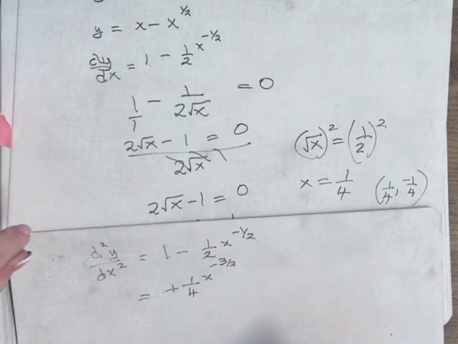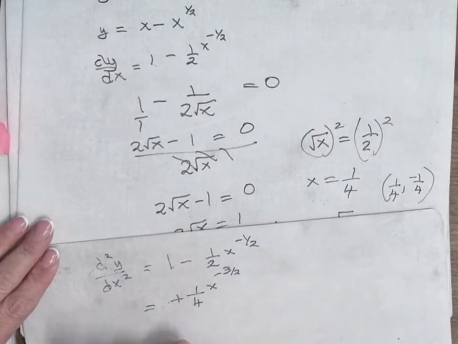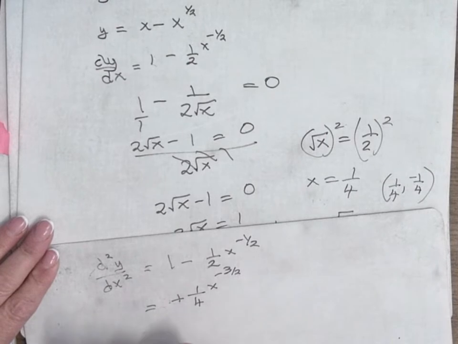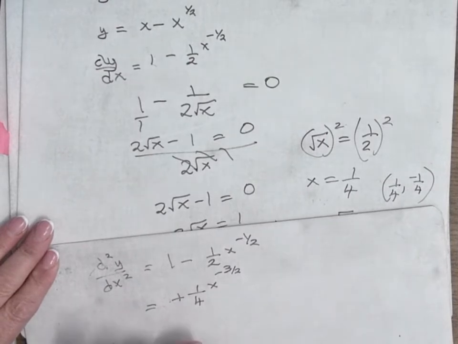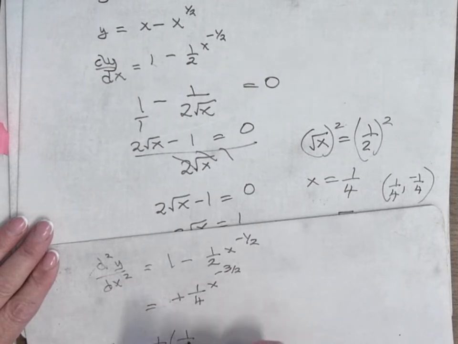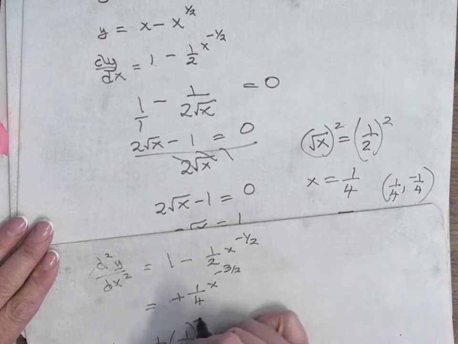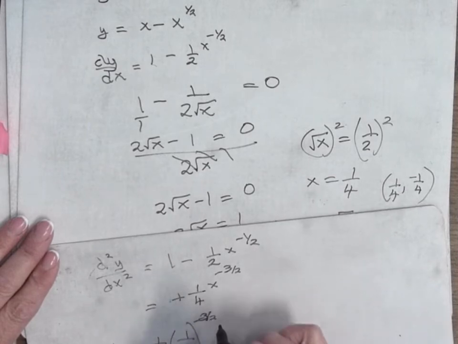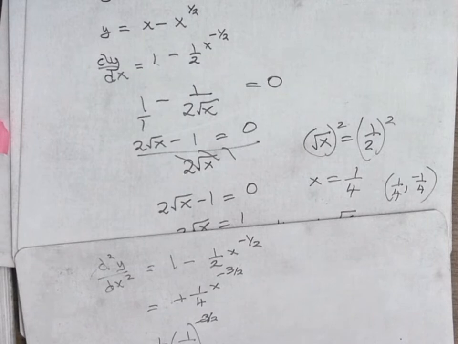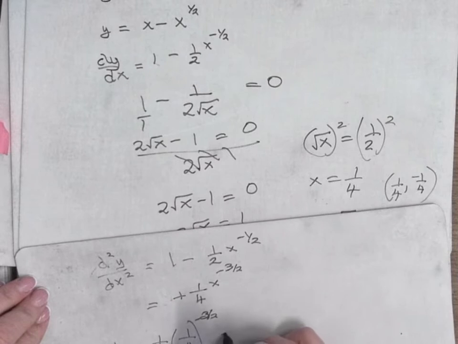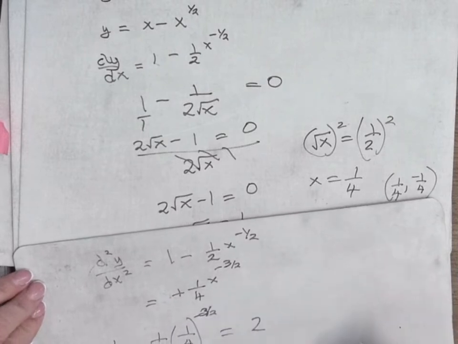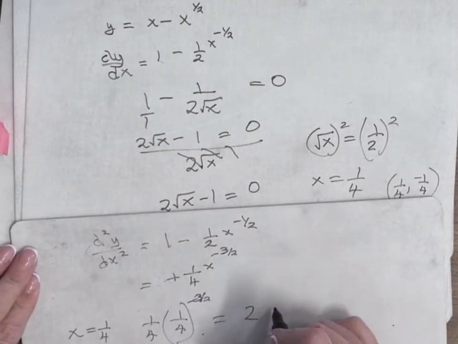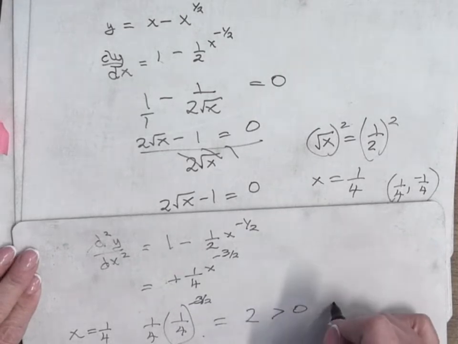Okay, we have calculators for this. When x is a quarter, that's a quarter multiplied by a quarter to the power of minus 3 over 2. So that would be 2. Okay, so that's greater than 0, which means it's the minimum turning point.